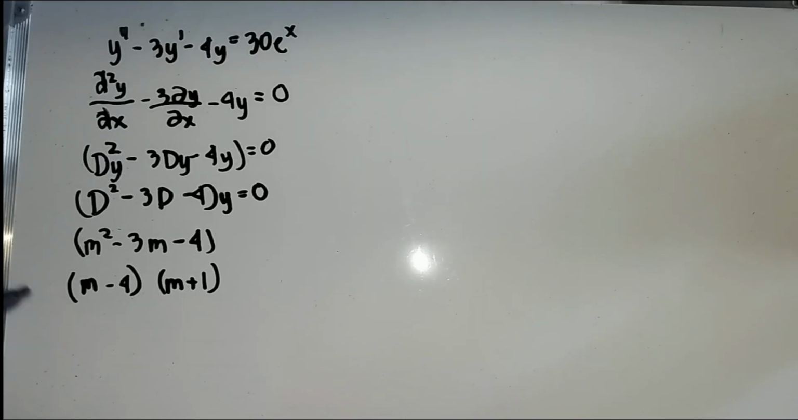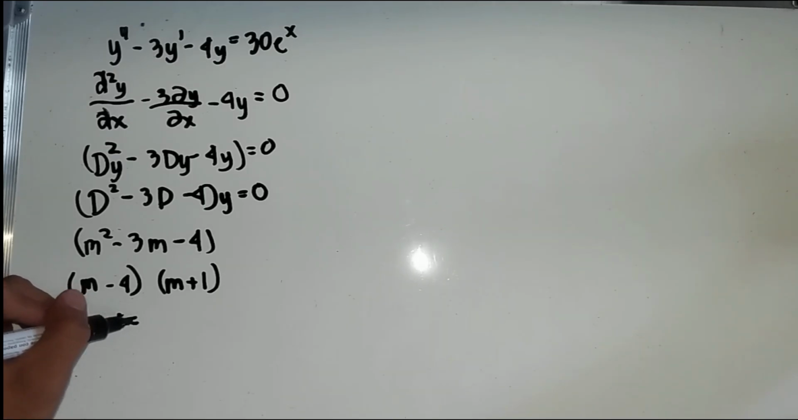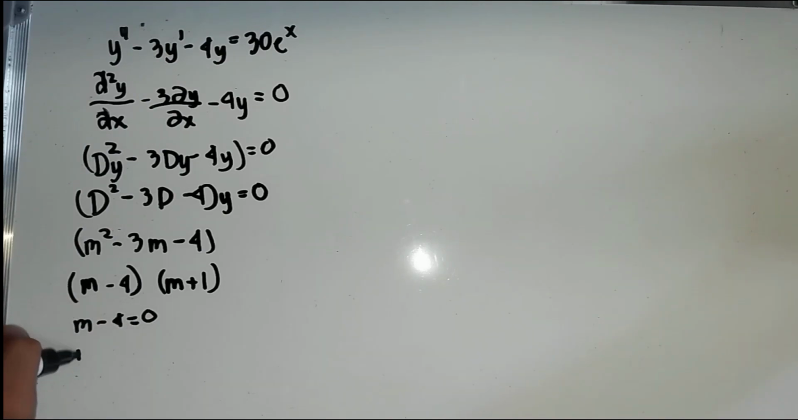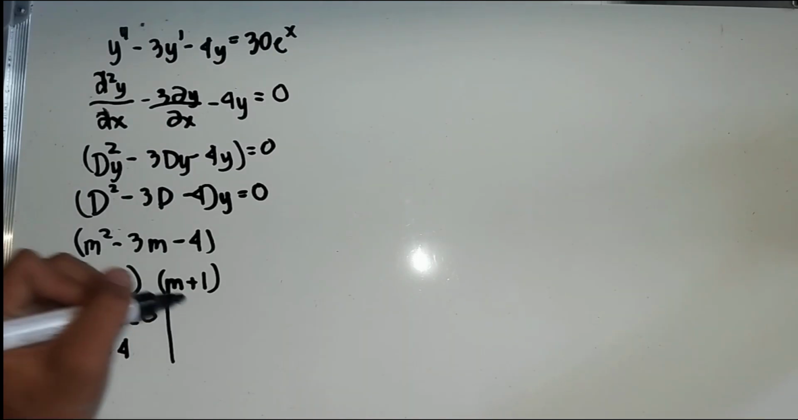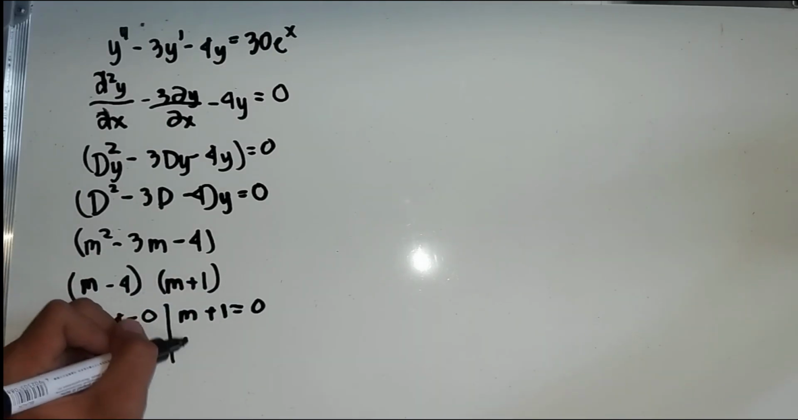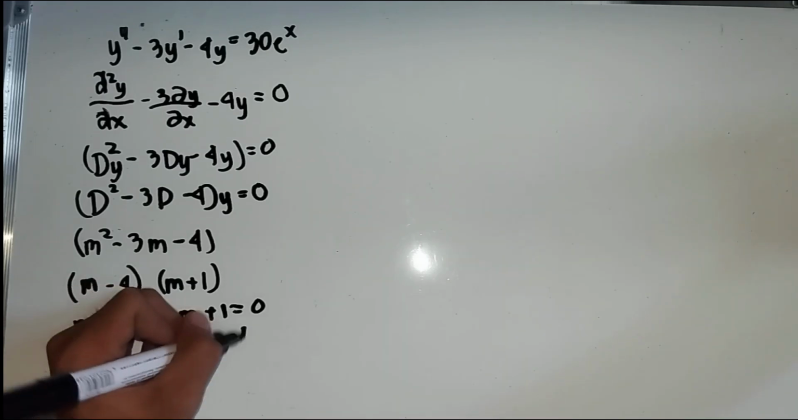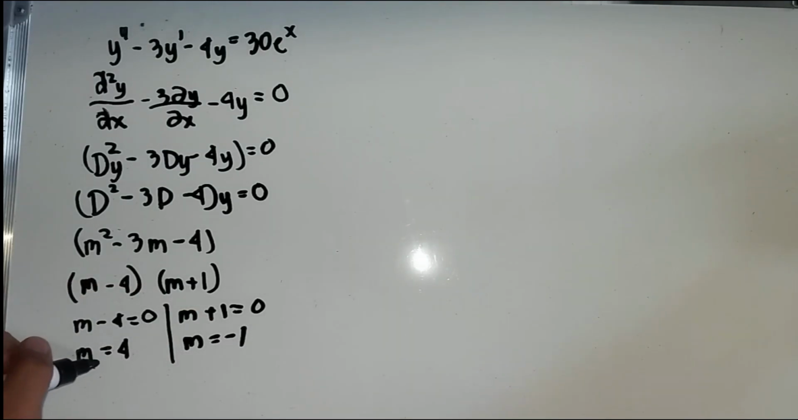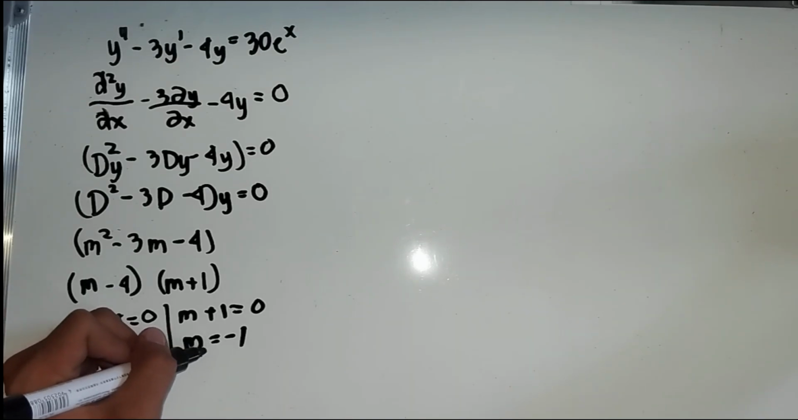First we equate it to 0, so m minus 4 is equal to 0. To get the value of m, we transpose it to the other side, so m is equal to 4. Then the other one we also equate to 0. m plus 1 is equal to 0, so m is equal to negative 1. So this will be our m sub 1 and m sub 2.